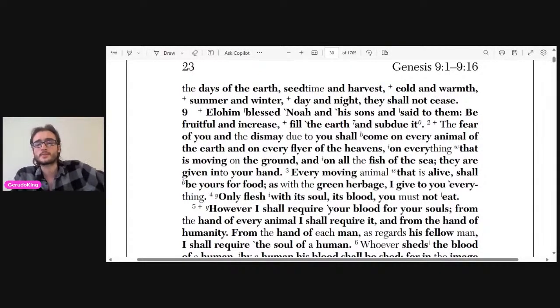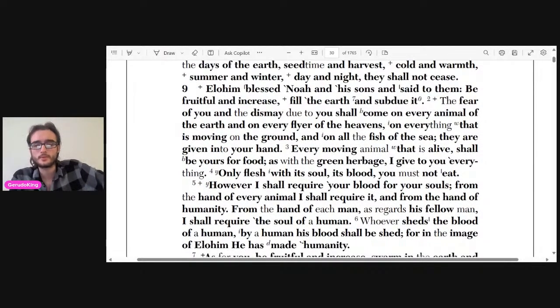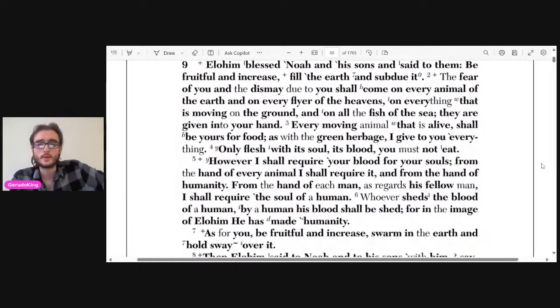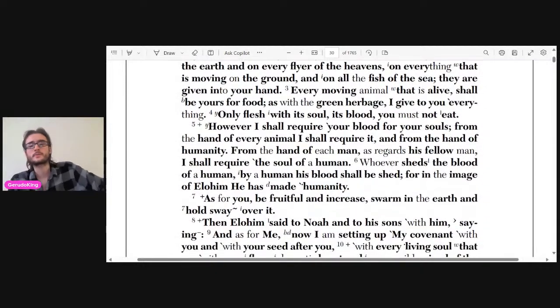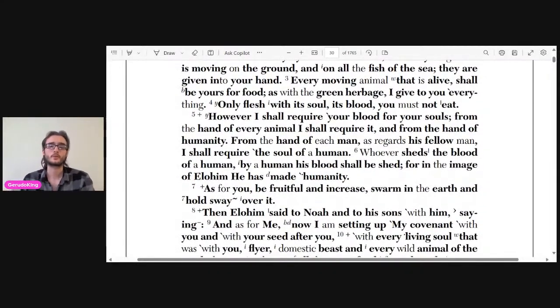Elohim blessed Noah and his sons and said to them, Be fruitful and increase, fill the earth and subdue it. The fear of you and the dismay due to you shall come on every animal of the earth, and on every flyer of the heavens, on everything that is moving on the ground, and on all the fish of the sea. They are given into your hand.